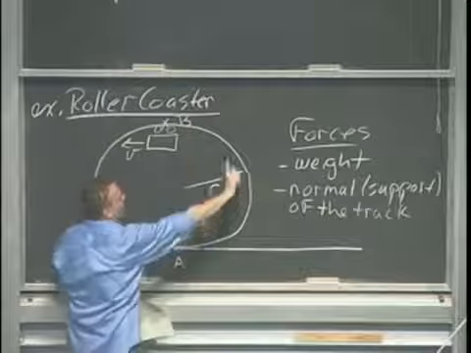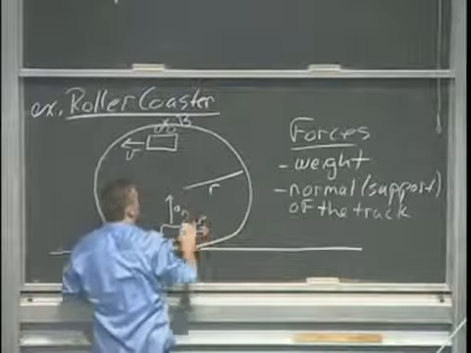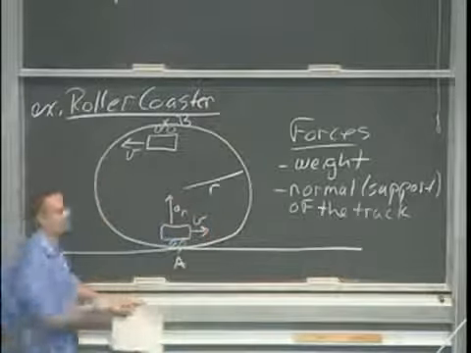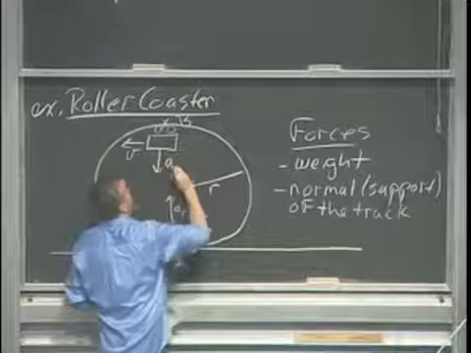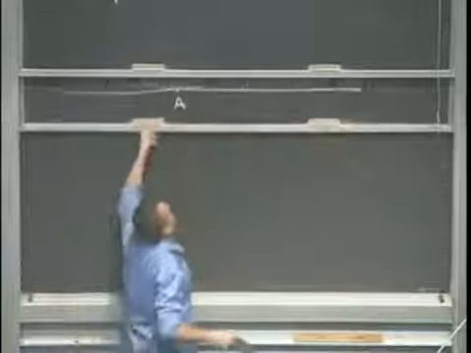Okay, here it is moving around in a circle, right? So that means at this point, the centripetal acceleration must be directed upwards towards the center. And at this point, the centripetal acceleration must be pointed downwards towards the center. Okay, so let's go back to this.